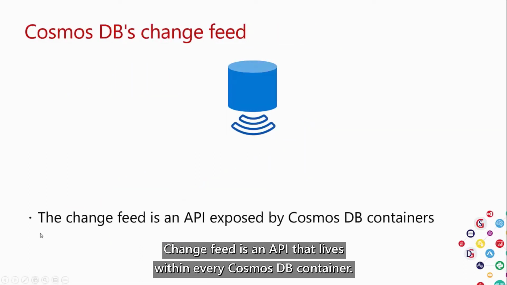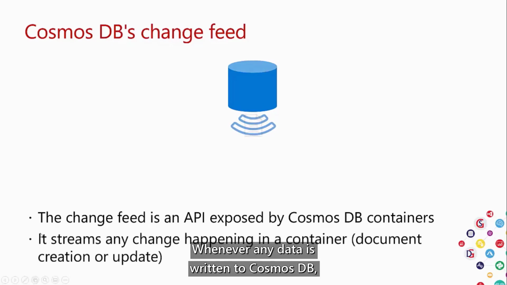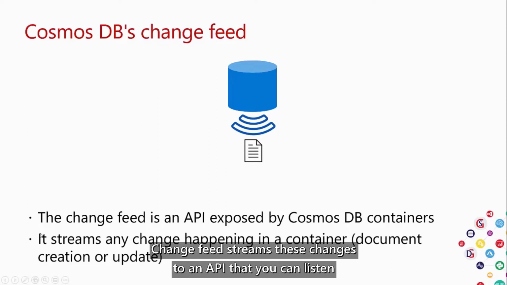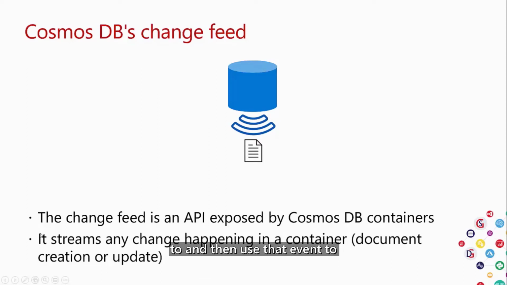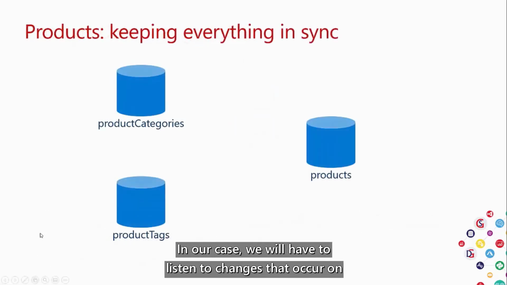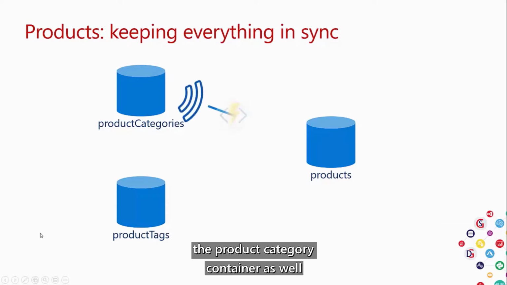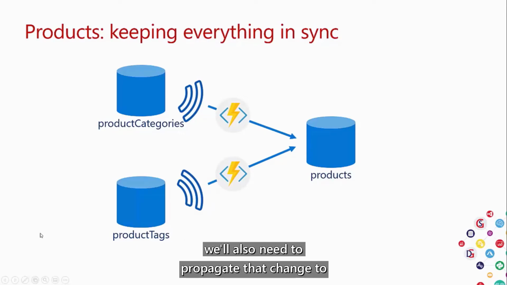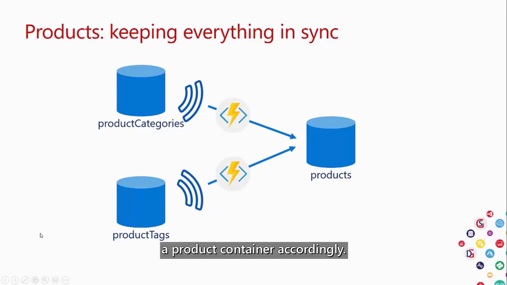Change feed is an API that lives within every Cosmos DB container. Whenever any data is written to Cosmos DB, such as an insert or update, change feed streams these changes to an API that you can listen to and then use that event to respond to the data that was changed. So in our case, we will have to listen to changes that occur on the product category container as well as the product tag container. And every time data is updated, we'll also need to propagate that change to the product container accordingly.